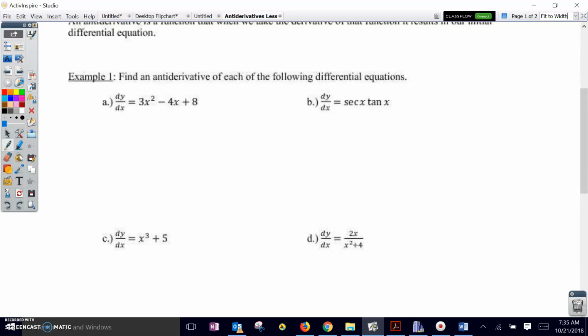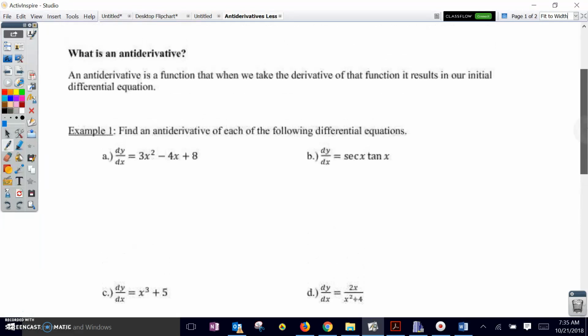Alright, welcome back everybody. In this video we're going to look at the examples from the antiderivatives lesson. Basically, when we're finding an antiderivative, all we're looking for is a function that when we take the derivative of it, it gives us the differential equation that we started with. So in example 1a, I'm looking for some function that when I take the derivative of it, it gives me 3x squared minus 4x plus 8.